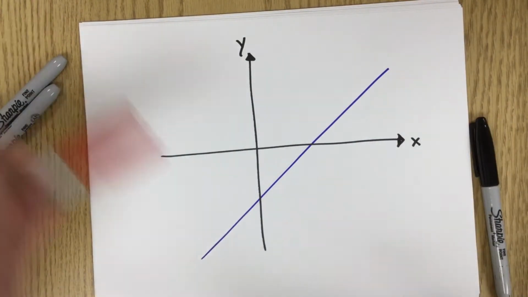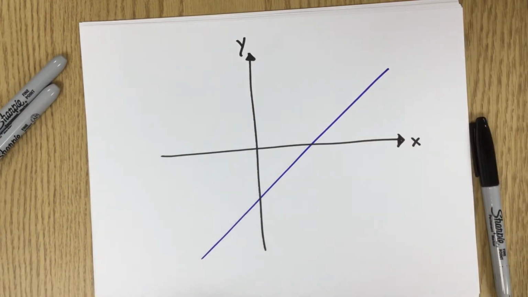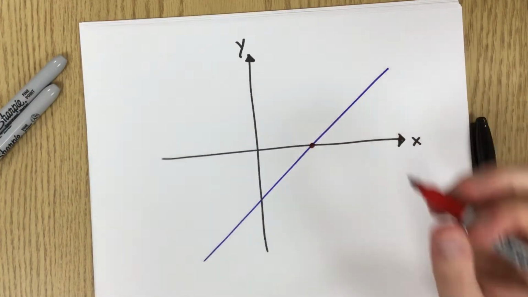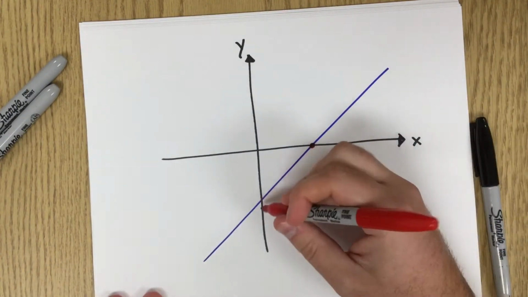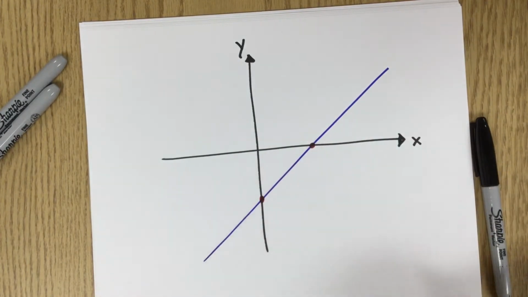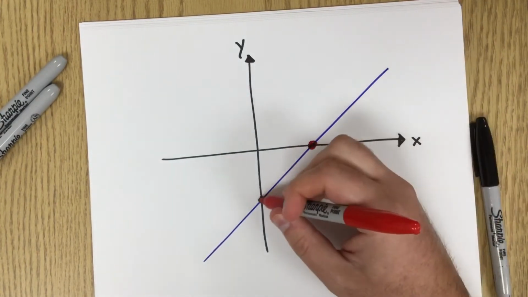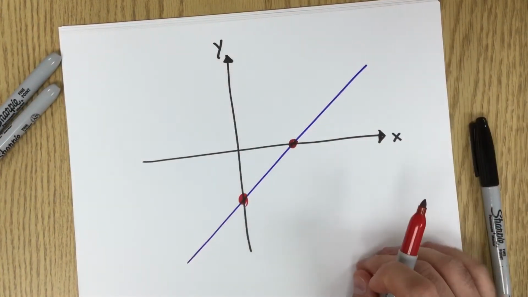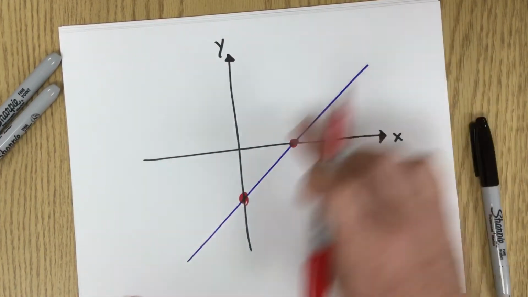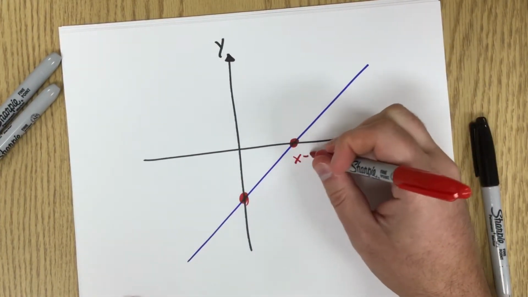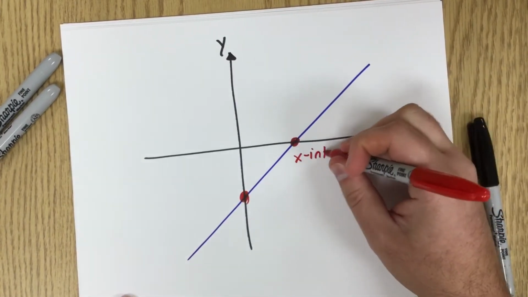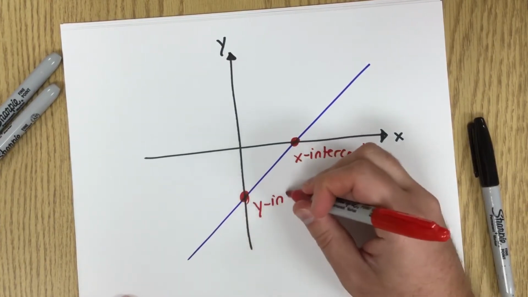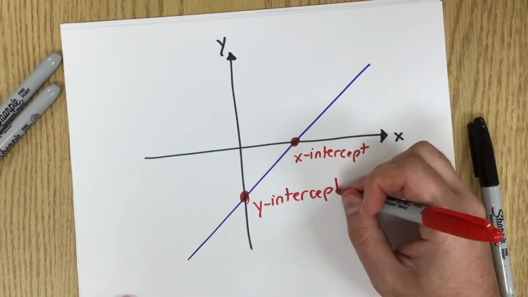And the intercepts are going to be where the line touches one of the axes. So what we have is, this over here is an intercept. And this over here is also an intercept. I'll make it bigger. That's an intercept, and that's an intercept. And we name the intercept after the axis that it touches. So here the line is touching the x-axis, so we call this the x-intercept. And this is the y-axis, so we call this the y-intercept.